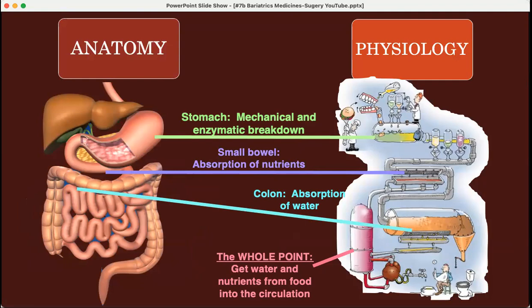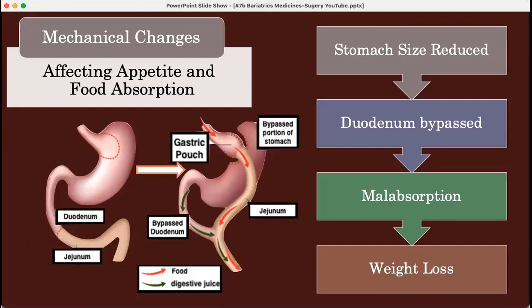So just to show you, if you put these side by side, anatomy and physiology, the small bowel that you're diverting away from absorbs a lot of the nutrients and calories. And so that's what we're rerouting around, the absorption of the tremendous amount of calories, but also stimulating the jejunum right from the get-go. So satiety is very quick. So the stomach size is reduced, the duodenum is bypassed, there's a malabsorption of calories, and weight loss ensues.